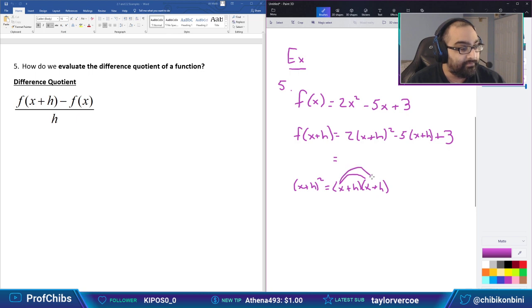All right. So we're going to FOIL this here. We got x squared. X times x is x squared plus xh.